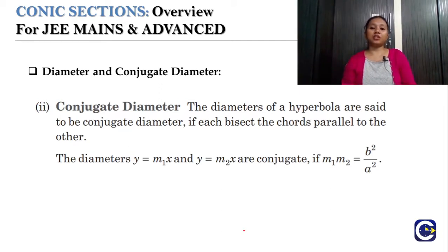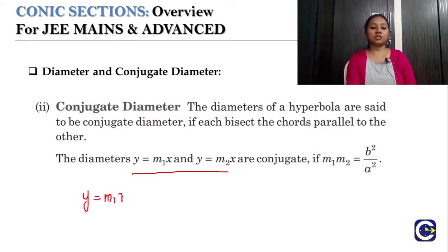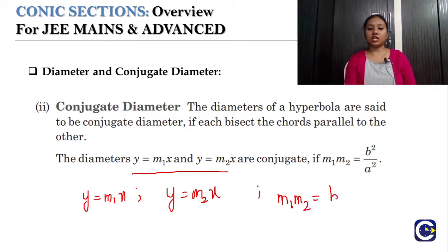The diameters of a hyperbola are said to be conjugate diameters if each bisects the chords parallel to the other. So there will be two diameters. If one diameter bisects the chords parallel to the other, and vice versa, then those two diameters are called conjugate diameters here. So if we are having two diameters with equations y equal to m1x and y equal to m2x, let these two be the equations of two diameters. These two diameters are conjugate if they satisfy the condition m1 into m2 is equal to b square by a square.